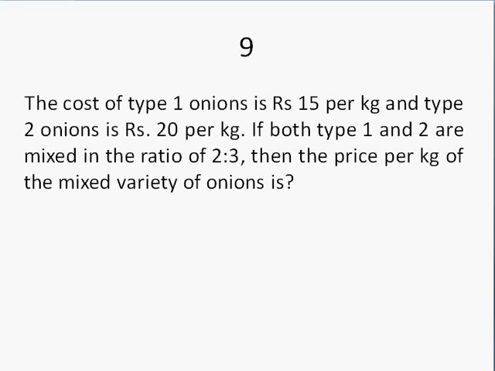The first part is very easy, like we were doing in each and every question. The same thing: create the allegation rule, solve it. So we'll do the same thing here as well. So what we can write here: 15, that's the first type of onions, then rupees 20, then the mixture that we need to find out, that will be x. 20 is costlier, so 20 minus x. x is costlier than 15, so it will be x minus 15. Okay, so we got these things.